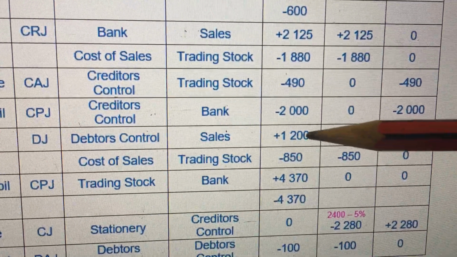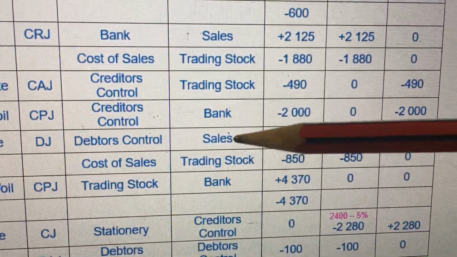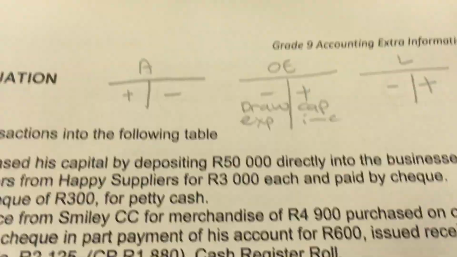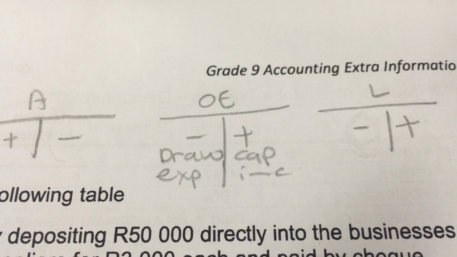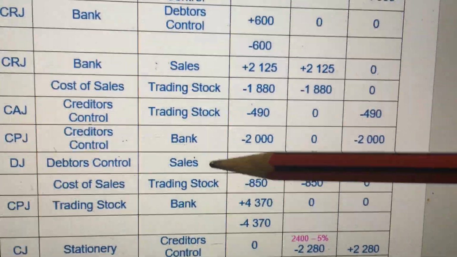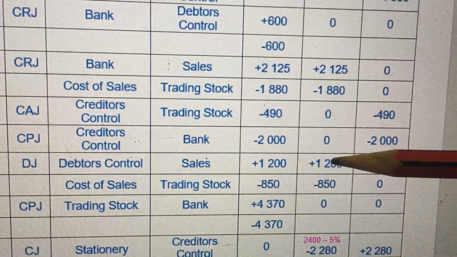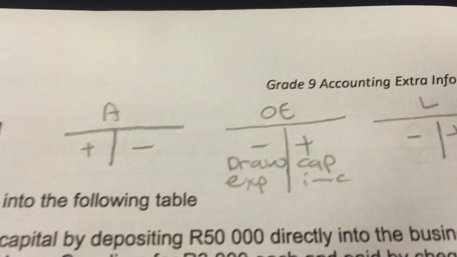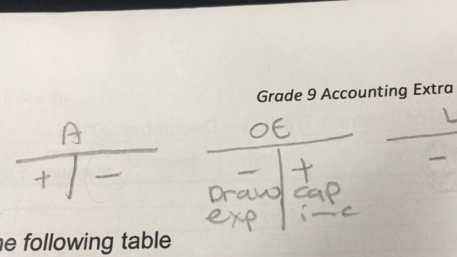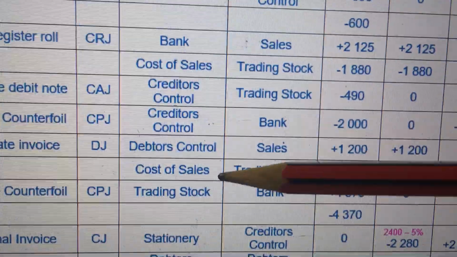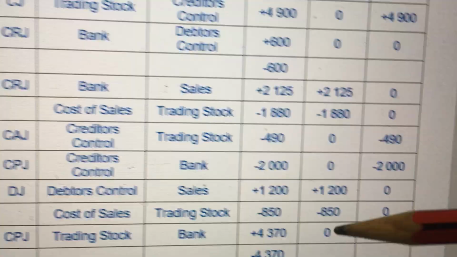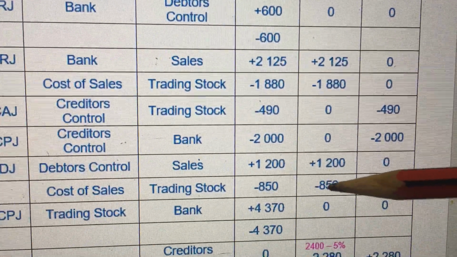Why does the debtor owe us 1,200 Rand? Because we made a sale to him of 1,200 Rand. And remember, sales is an owner's equity income, so we are going to credit sales, and it's going to be a plus under my owner's equity. Now, there was a cost to the sale, and that is cost of sales. Cost of sales is an owner's equity expense, and expenses decrease your owner's equity, so you're going to debit cost of sales, and it will be a minus under your owner's equity.